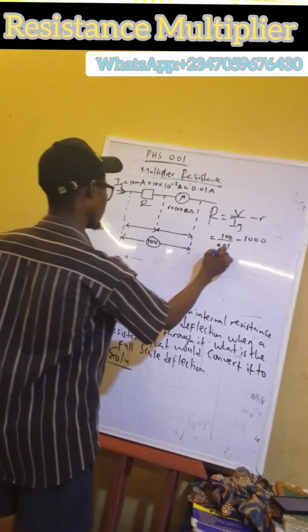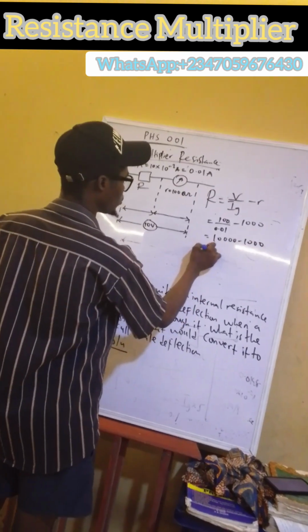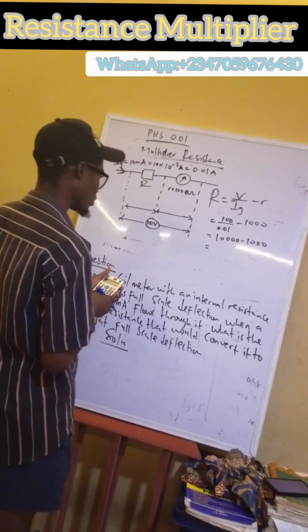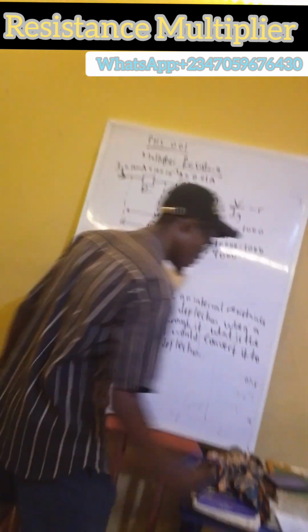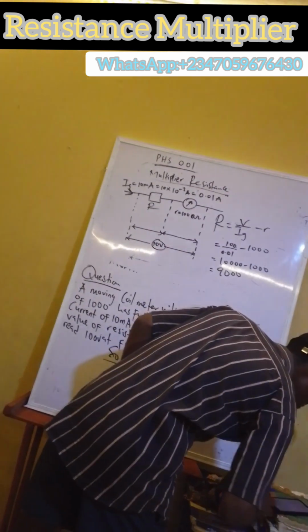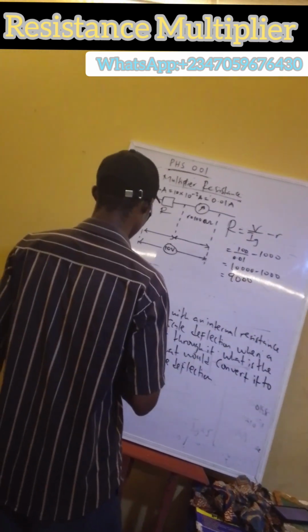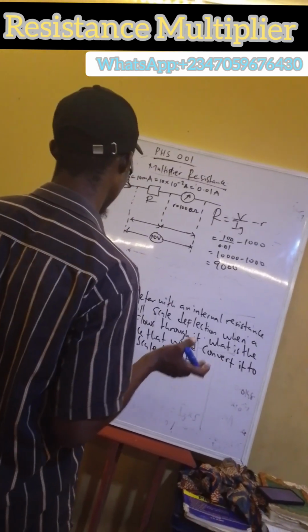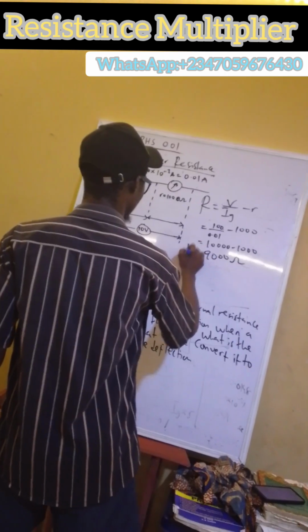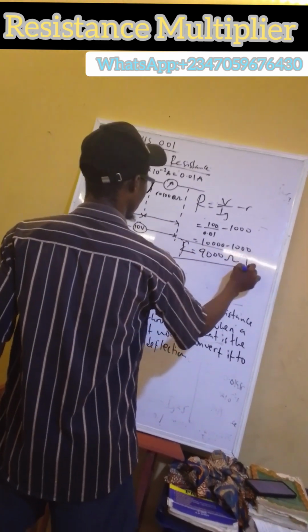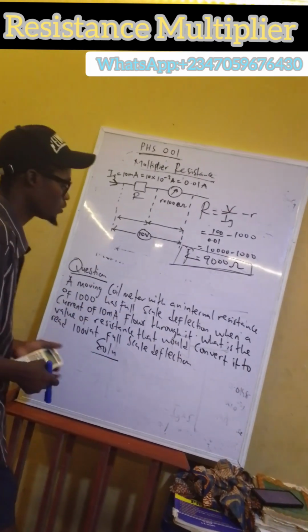So I have 10,000 minus 1,000. Okay, I have 9,000 at the end. Do you understand? That's my final answer. It is very simple. That's the end.